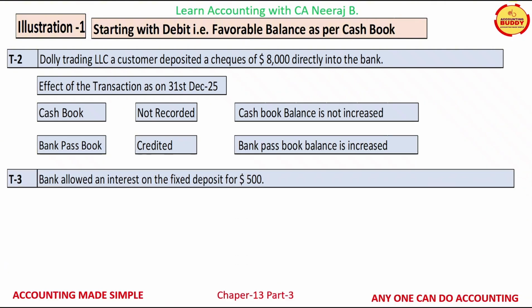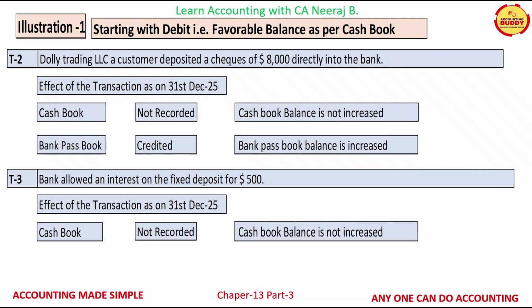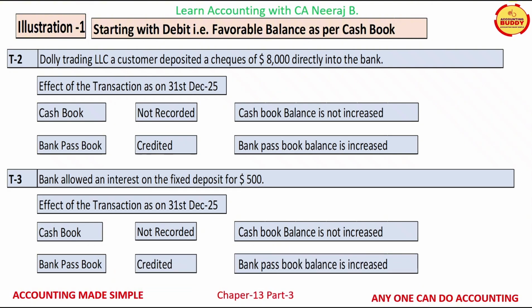T3 difference is bank allowed an interest on the fixed deposit for $500. Let us now understand the effect of this transaction as on 31st December 25. In cash book, this transaction is not recorded. Therefore, the cash book balance is not increased, while in the bank passbook, the amount is credited and thus the bank passbook balance is increased.